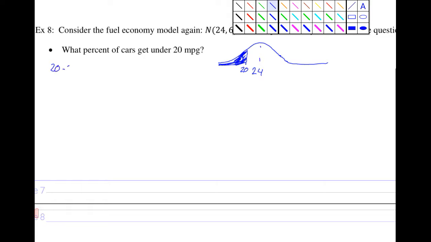20 minus 24 over 6 equals negative 0.67. You may recognize this value because we saw it in an earlier example, the positive version of it, positive 0.67, or look it up in the table. But this comes out to be z less than negative 0.67 is going to equal 25%, 0.2500. Okay, so according to the normal model, we would expect 25% of all cars to get under 20 miles per gallon.